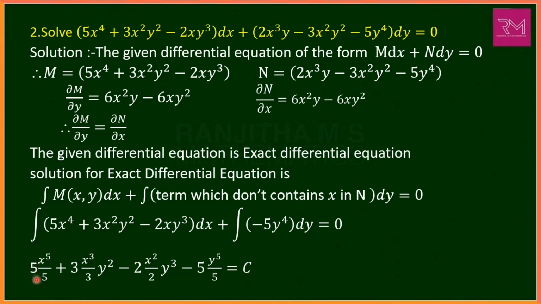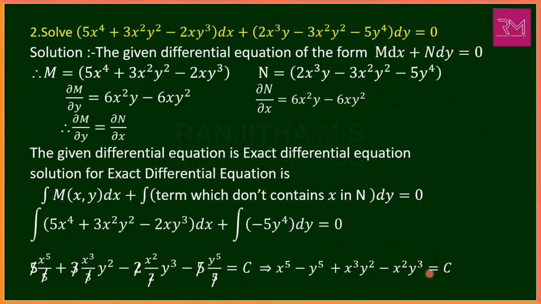Next step, cancelling the values, we get, here 5 gets cancelled, here 3 gets cancelled, here 2 gets cancelled, here 5 and 5 get cancelled. The remaining is x power 5 minus y power 5 plus x cube y square minus x square y cube, which is equal to c. This is the solution for the given differential equation.